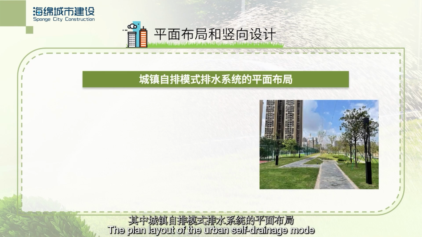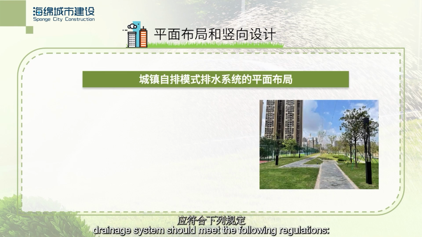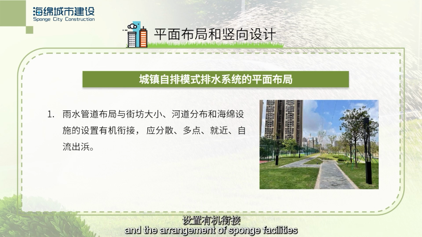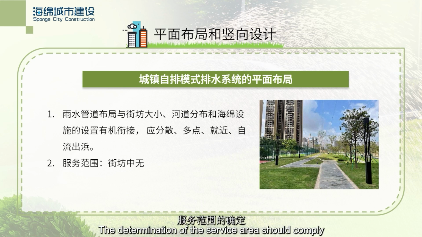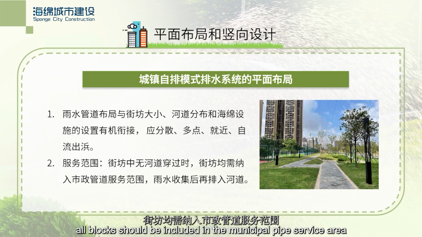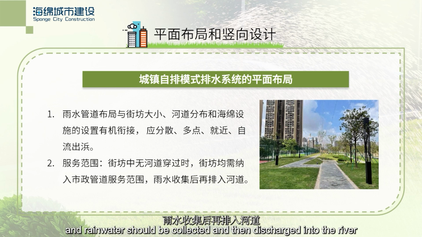The plan layout of the urban self-drainage mode drainage system should meet the following regulations. The layout of rainwater pipes should organically connect with the size of blocks, distribution of waterways, and the arrangement of sponge facilities, aiming for a dispersed, multi-point, nearby, and self-draining layout. The determination of the service area should comply with the following regulations. When there are no waterways crossing the block, all blocks should be included in the municipal pipe service area, and rainwater should be collected and then discharged into the river.